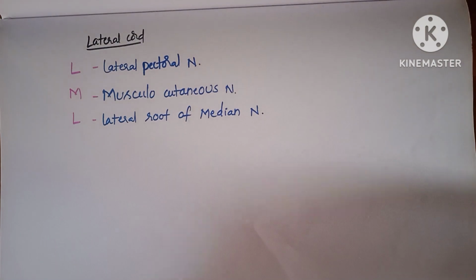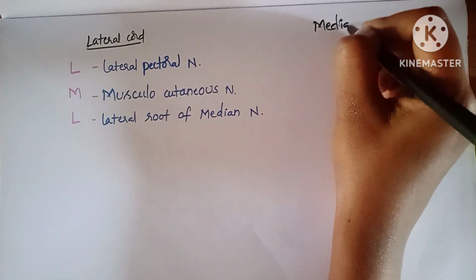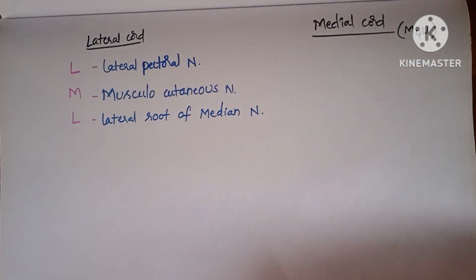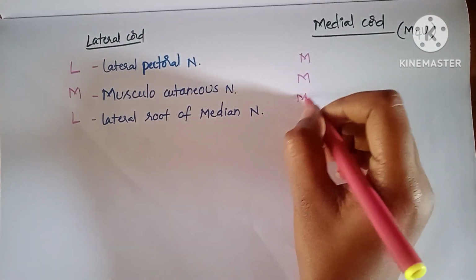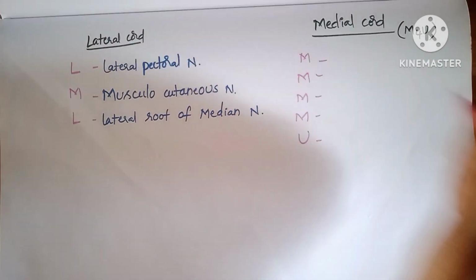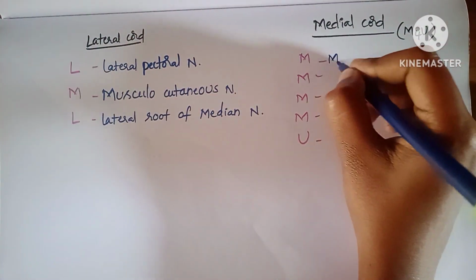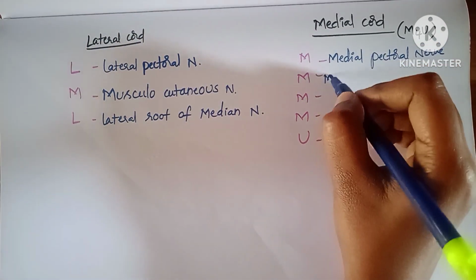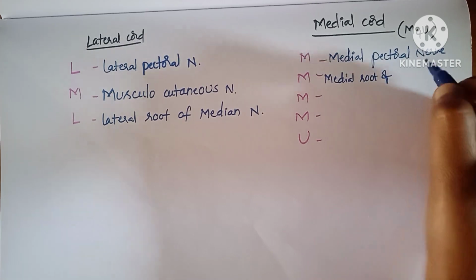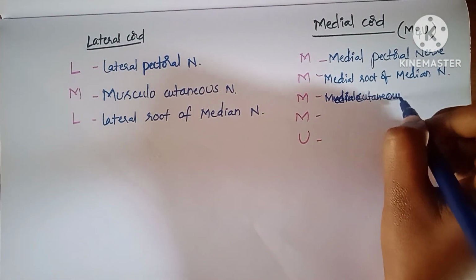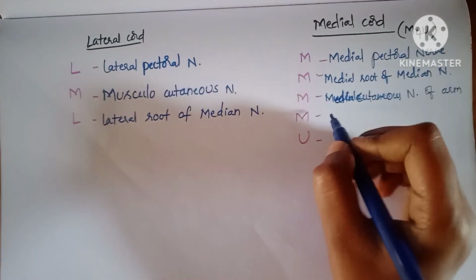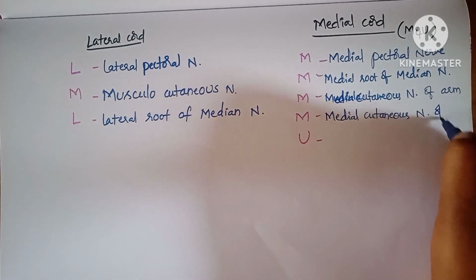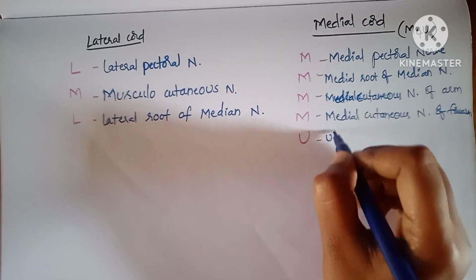Five nerves coming from the medial cord. For medial cord we have the mnemonic, that is M for U, four M's and U. Medial pectoral nerve, medial root of median nerve, medial cutaneous nerve of arm, medial cutaneous nerve of forearm, and ulnar nerve.